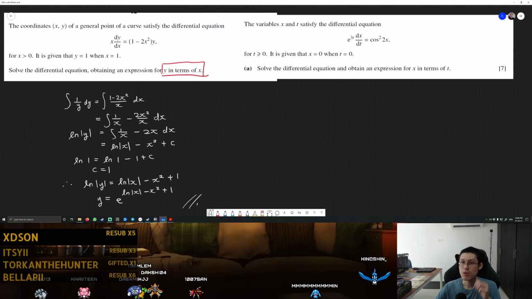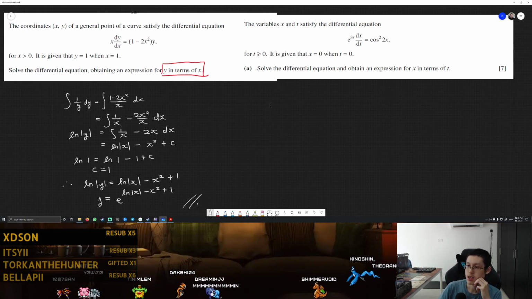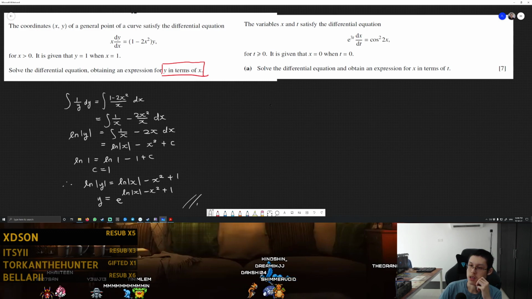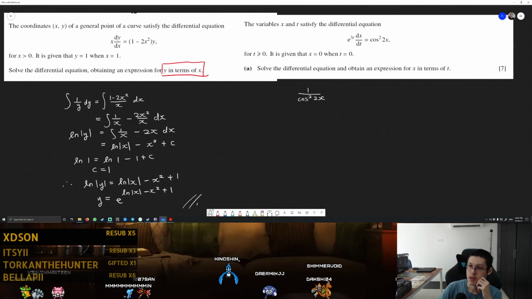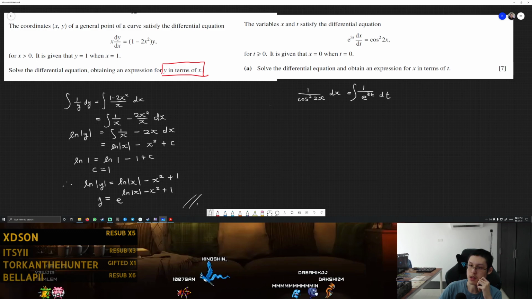All right, so we have a differential equation. We are given the boundary conditions, and you want to find x in terms of t. Okay, fairly standard. So again, we're going to move all the t's on one side, all the x on one side. So we have 1 over cos squared 2x dx equals 1 over e^3t dt, and then we integrate both sides.